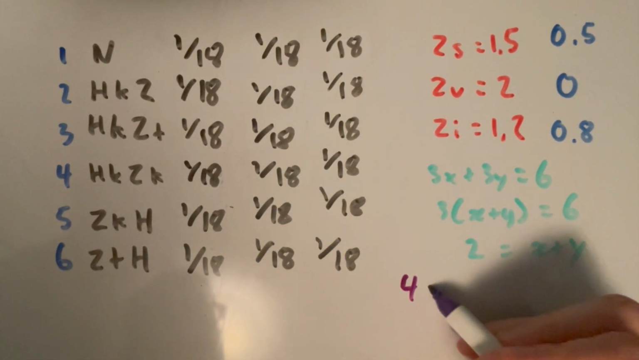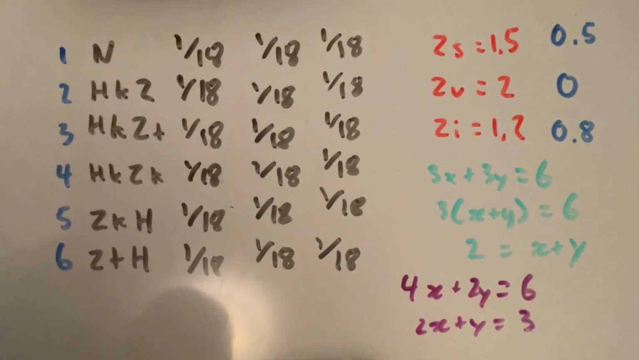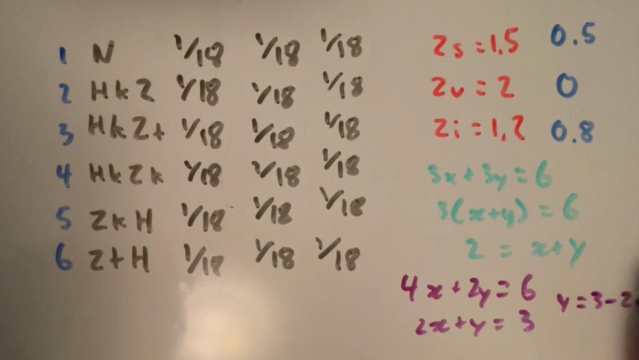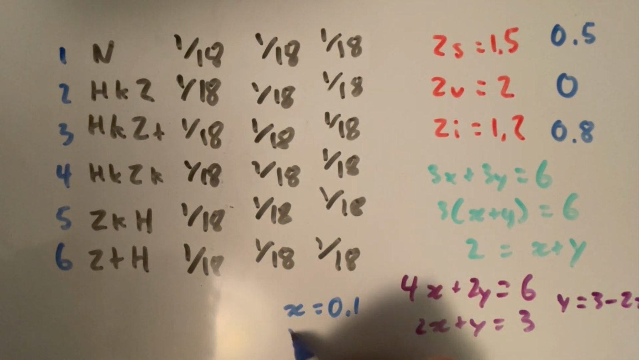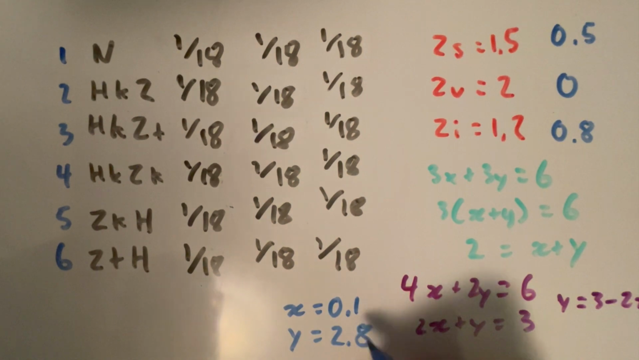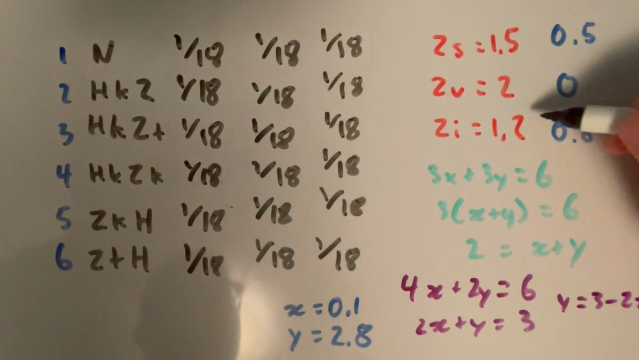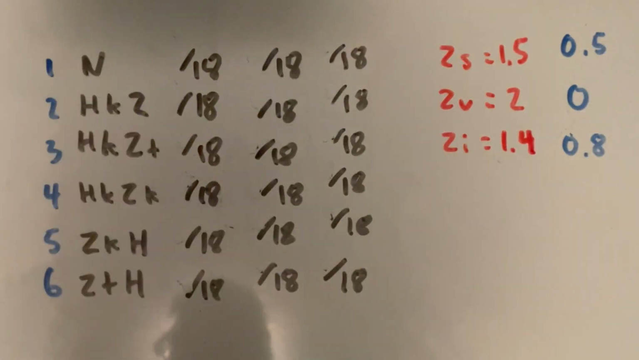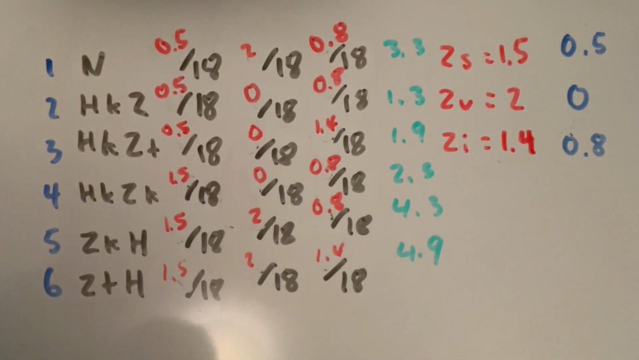Instead, 4x plus 2y equals 6. So 2x plus y equals 3, and y equals 3 minus 2x. So if x, the smaller value, equals 0.1, y is actually 2.8. So since in our example x is 0.8, the larger value y must be 1.4 and not the 1.2 as decided earlier. This all totals 18 out of 18 as expected.